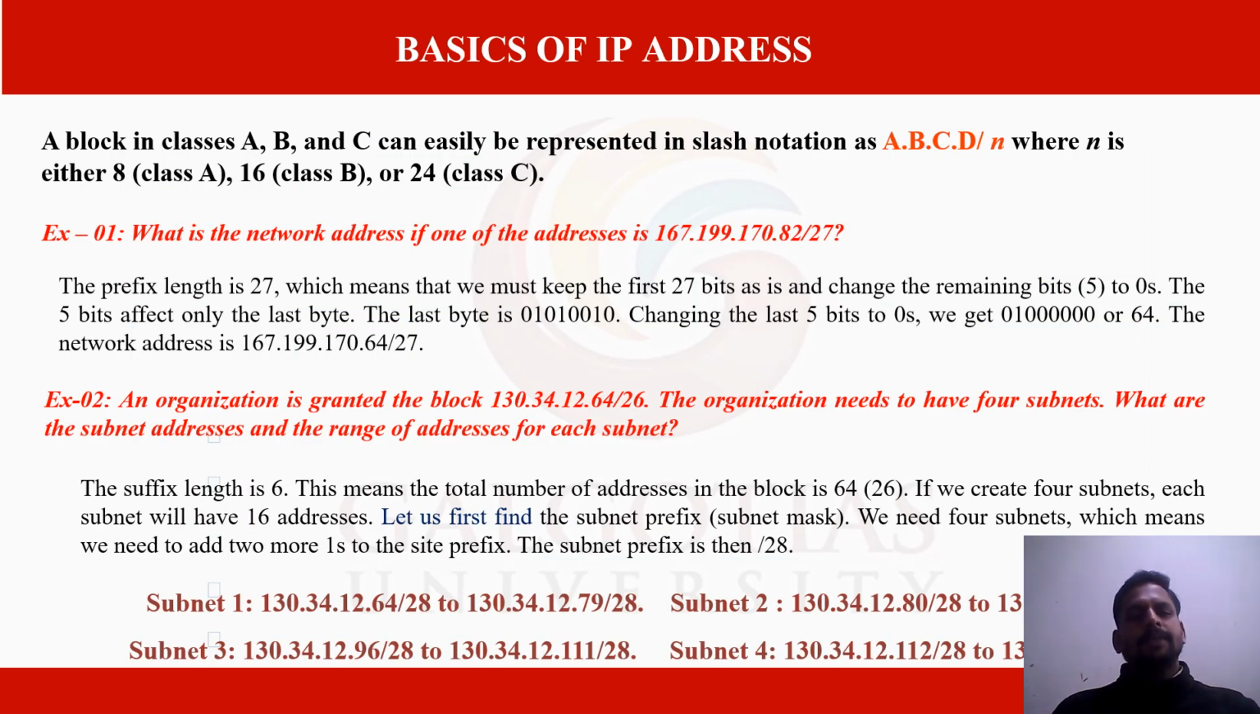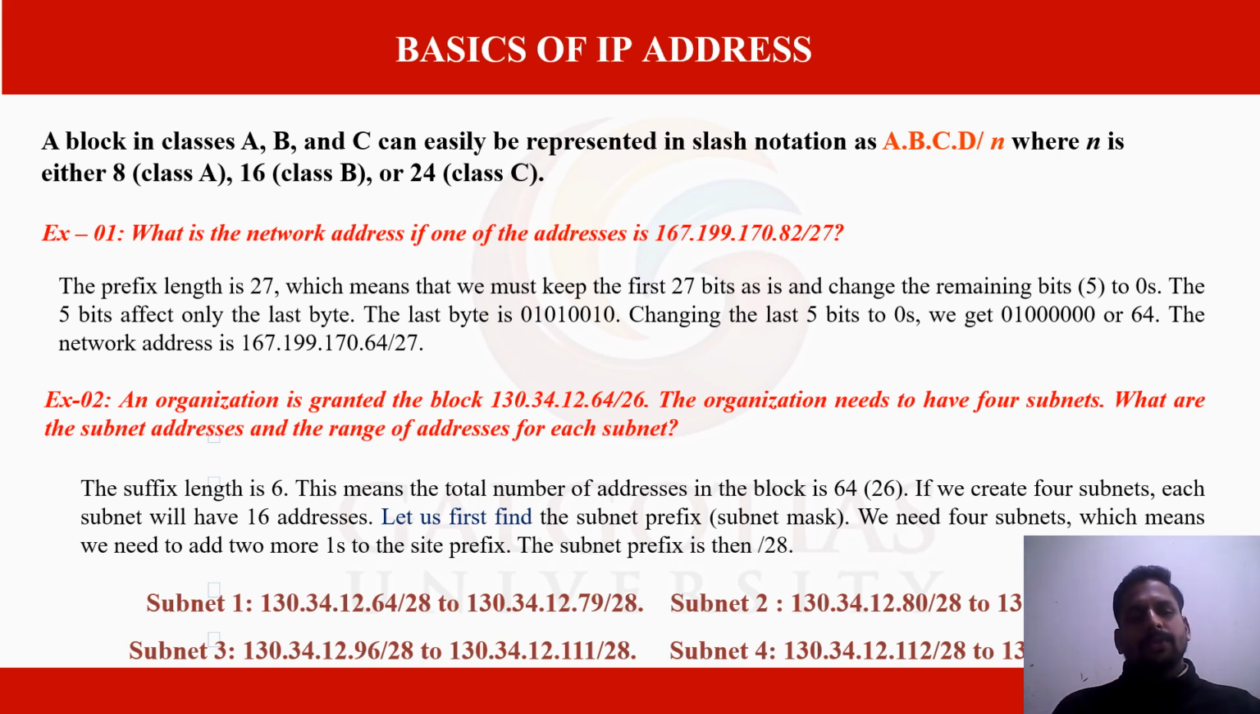Right. There is some example I have given to understand these subnet concepts. Okay. So you see, a block in classes A, B, C can easily be represented in the slash notation as A.B.C.D/N, where N is either class A, that means 8, class B 16, class C 24. That means the network ID they are mentioning here.